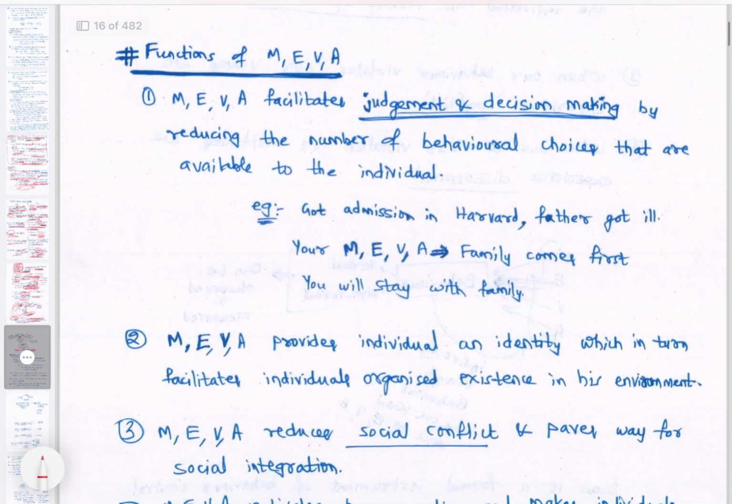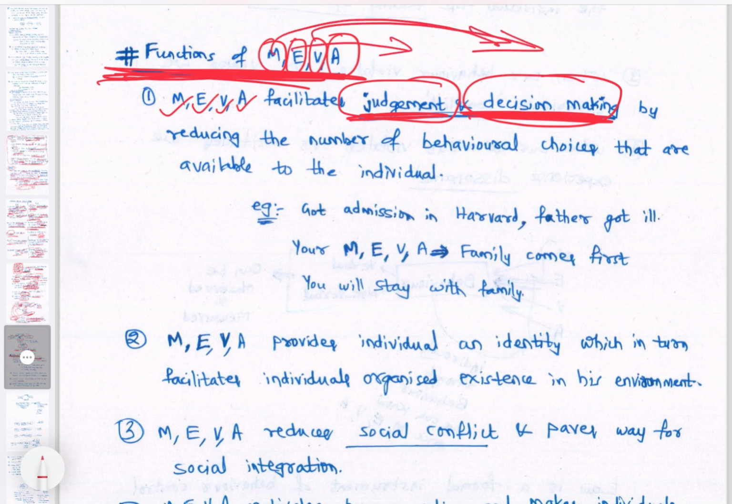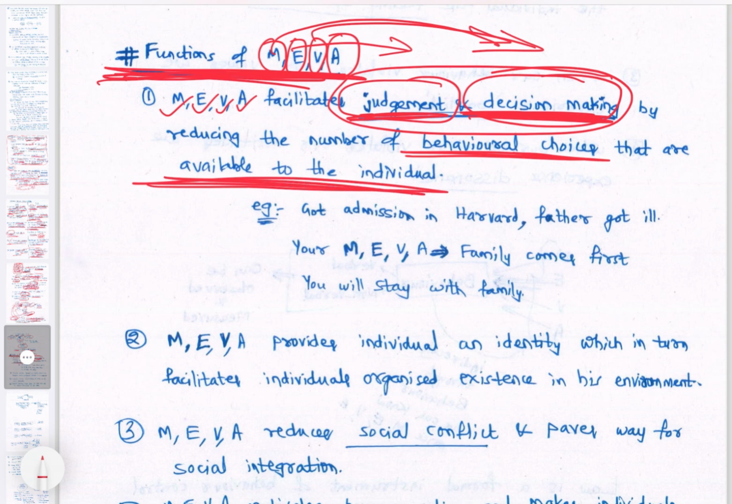Okay. So functions of morals, ethics, values, and attitudes. That is, what is their work, what function do they perform. Morals, ethics, values, and attitudes facilitate judgment and decision making. It is important to have them because they help in decision making by reducing the number of behavioral choices that are available to an individual.